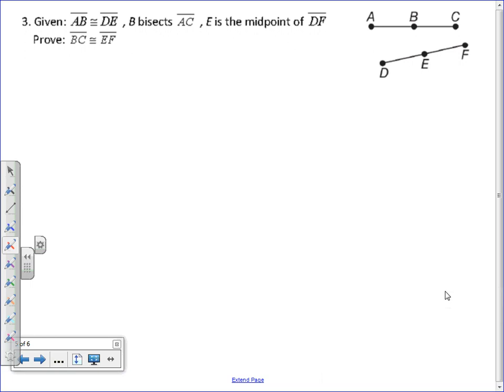Okay, this is number 3 on the Target 4 worksheet. It's the last proof on that worksheet. We start with 3 different givens. What's interesting, maybe, for number 3 is that the first given, segment AB is congruent to segment DE, is not very useful because knowing that those two segments are congruent doesn't tell you anything.